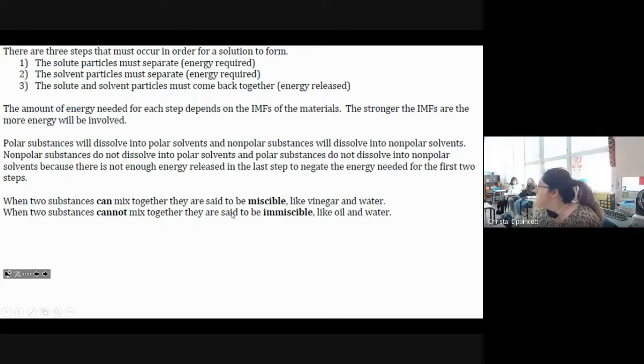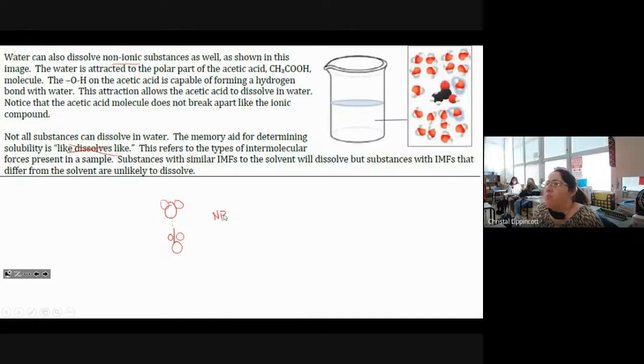Why does acetic acid dissolve? It's still polar. It's just not ionic.